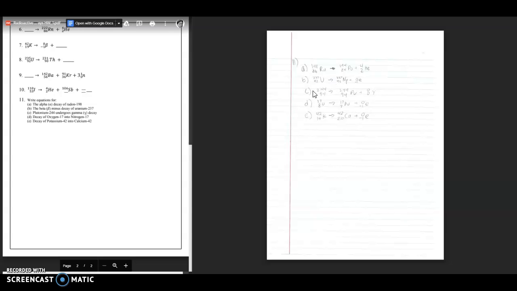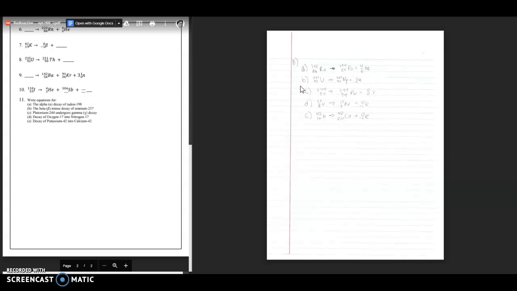Okay, and now part B, the beta minus decay of uranium-237. So 237 being the mass number, 92 being the number of protons. So in beta minus decay, a neutron is converted into a proton. So you are left with 93 protons, with the mass number being the same since a neutron was just converted. In addition to that, you also have the extra beta minus particle.